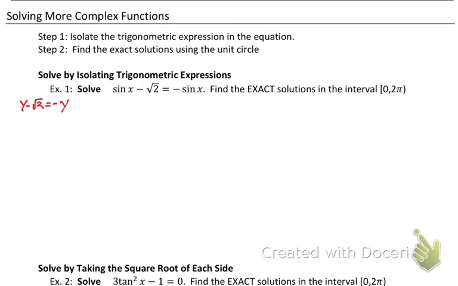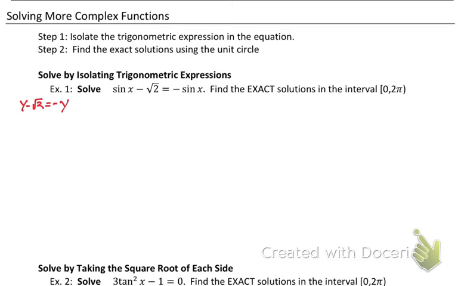I just have y minus square root of 2 equals negative y. I need to solve for y. We could add root 2 to both sides. We could get y's on the same side. We have lots of steps we could do. Let's move the y first.